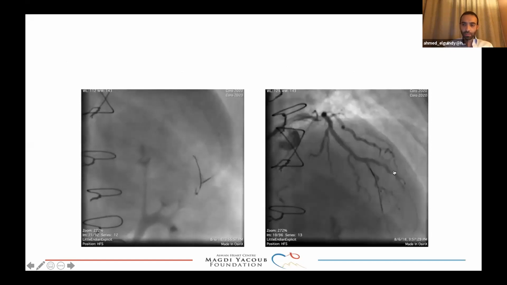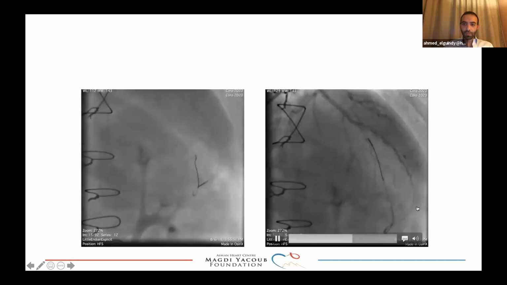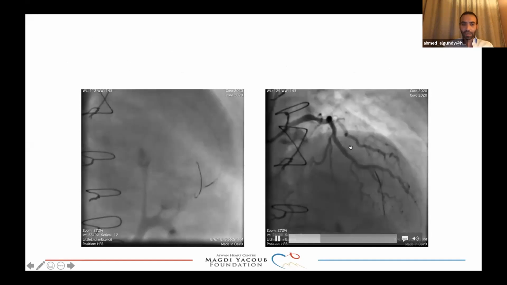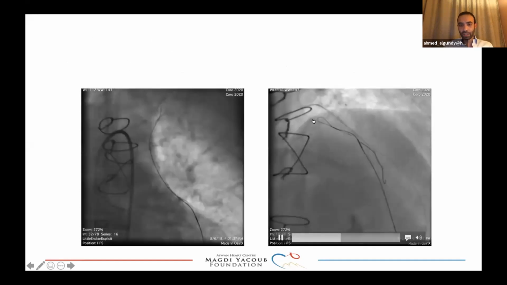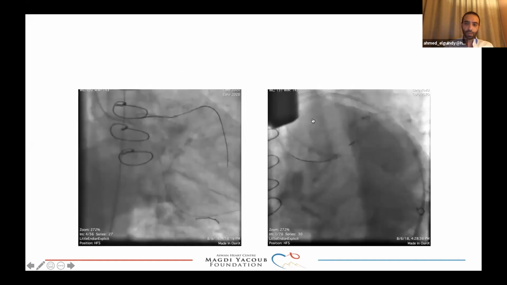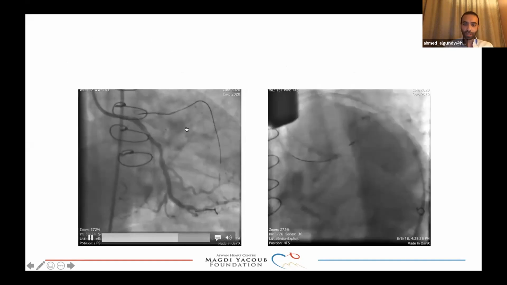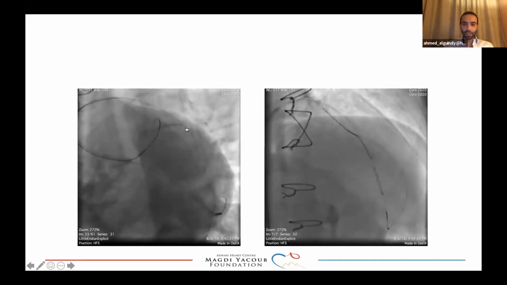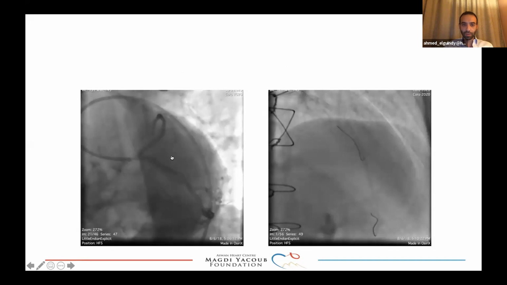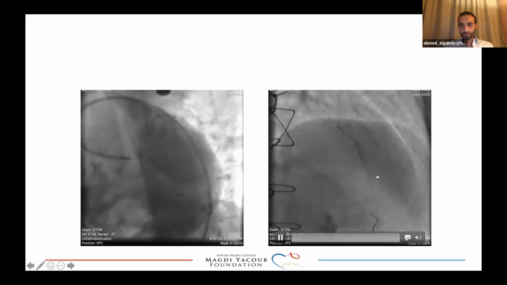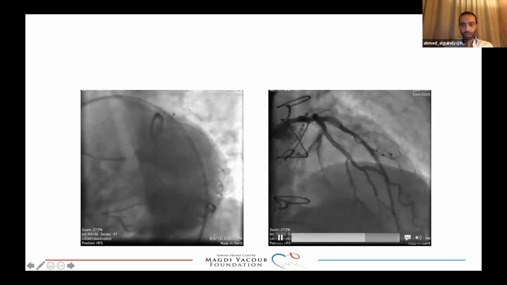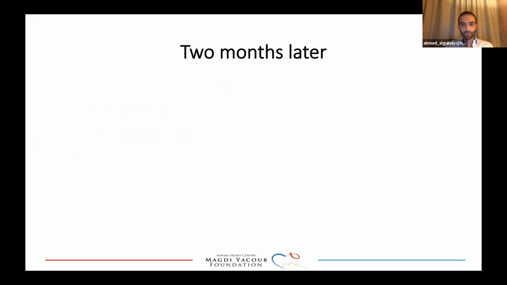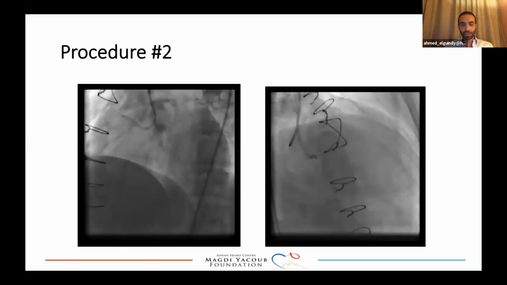You can see that the microcatheter is now retrogradely sitting in the mid LAD, and then we dissected retrogradely with the knuckle, performed a reverse CART in the proximal LAD, externalized the wire, and ended up putting 3 stents in the LAD with this final result. Now, this was a 90-minute procedure, 3.2 grays with 220 cc's of contrast. And 2 months later, we went for the second procedure.